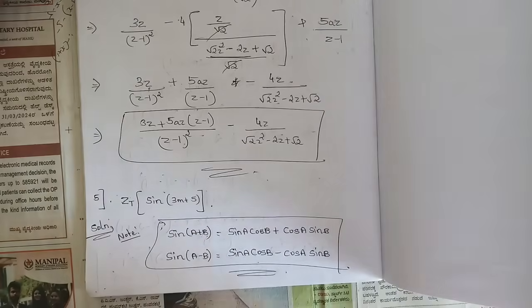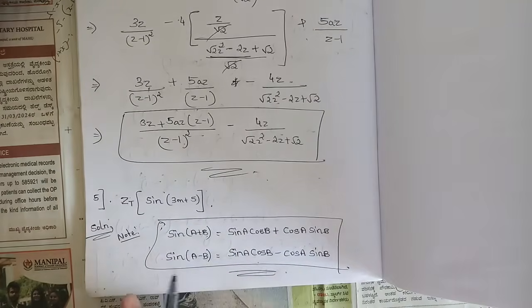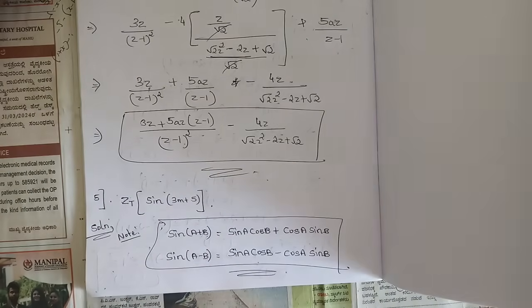These are the required formulas. Sin(a + b) is given as sin a cos b plus cos a sin b, and sin(a - b) is given as sin a cos b minus cos a sin b. By using these two identities we are going to solve this problem. Okay, so now let's solve this.